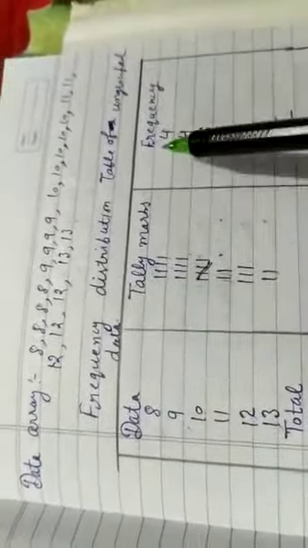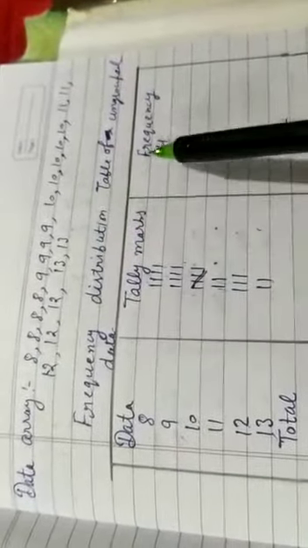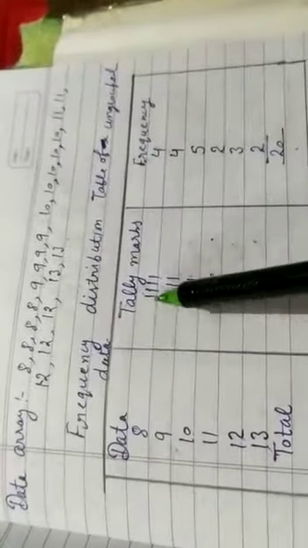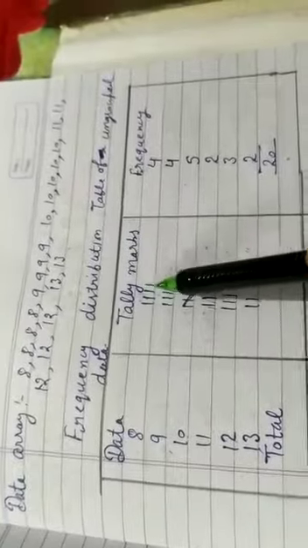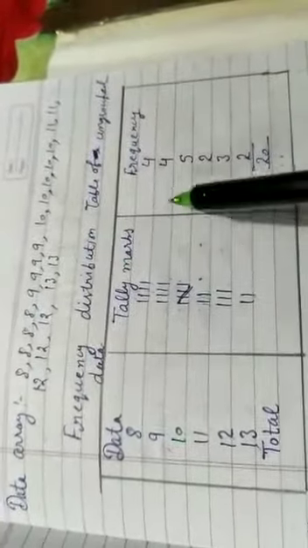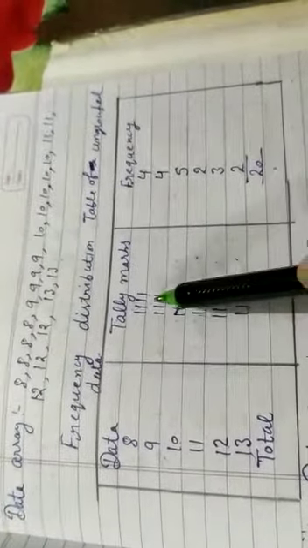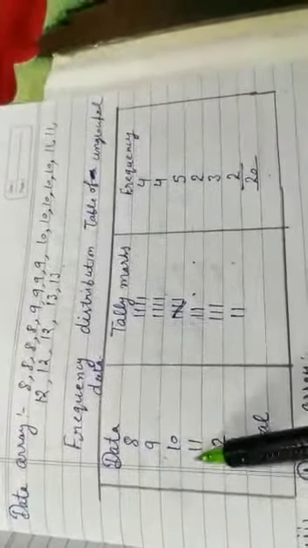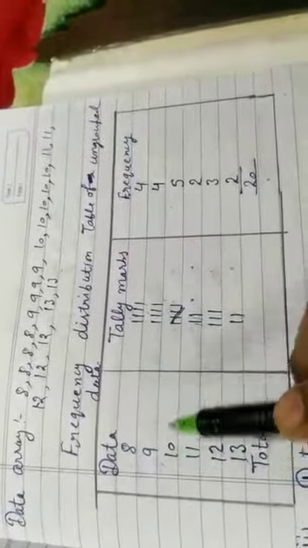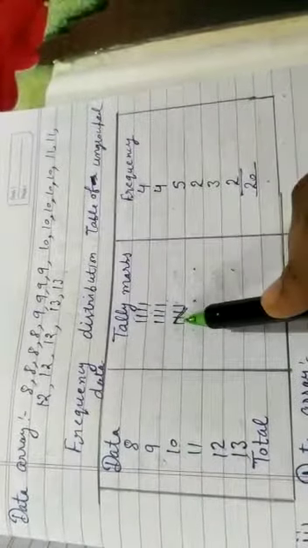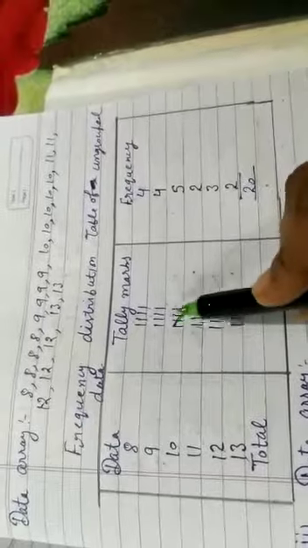Now first is 8. 8 is coming 4 times. So our frequency is 4. We have to put tally marks 1, 2, 3, 4. Then 9. 9 is coming 4 times. So our frequency is 4. Then again tally marks 1, 2, 3, 4. Then 10. 10 is coming 5 times. Then we have to make tally marks 1, 2, 3, 4, and for 5 we make a diagonal line across the 4 lines.